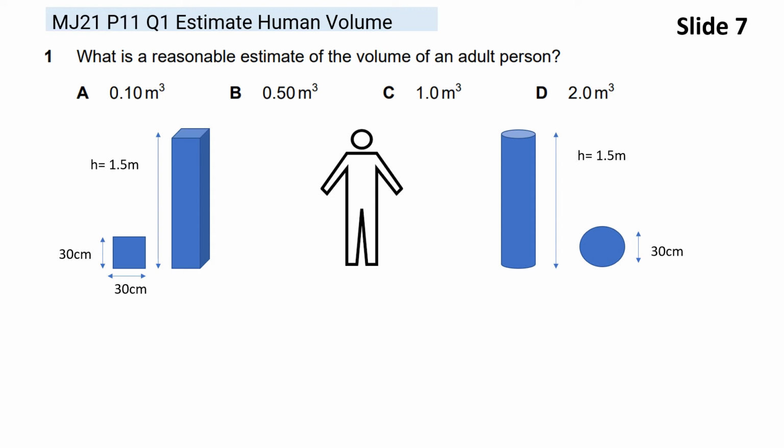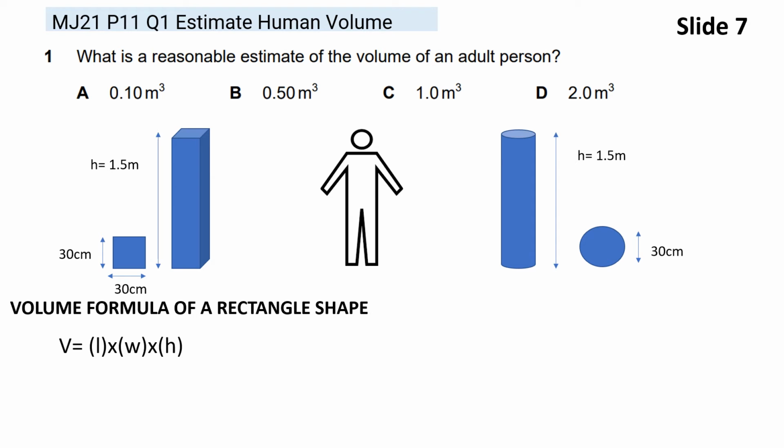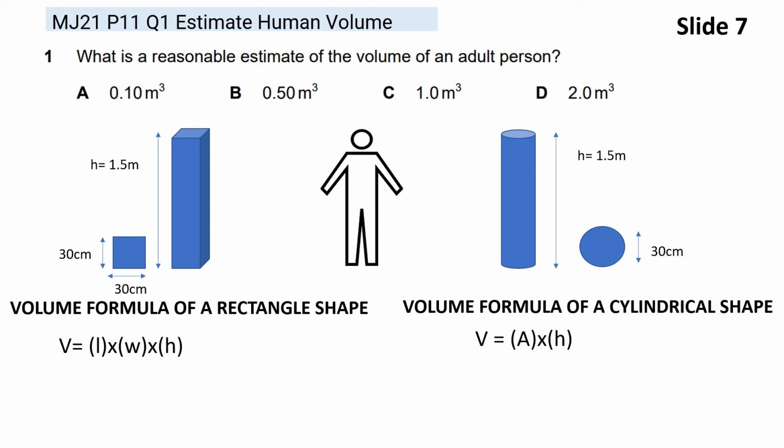Okay, so now we have 2 different shapes, and we are going to have 2 different formulas for volume. So now the volume formula for a rectangle shape is the length times width times height. We have everything, yes we do. And what about the volume formula for the cylindrical shape? So we know that the volume is the cross-sectional area times the height. And the cross-sectional area, in this case, is circular, is pi r squared.